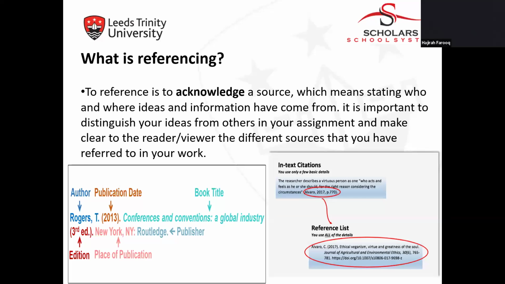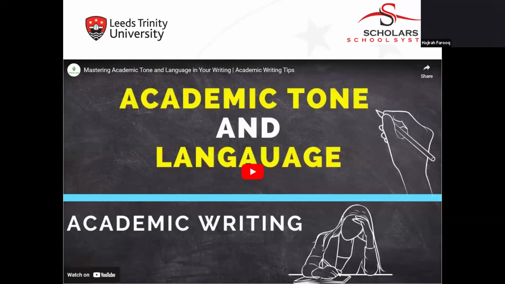It is very important to distinguish your ideas from others' ideas in your assignments and make clear to the reader or the viewer the different sources that you have referred to in your work. As you can see in the slide below, there are two images that show how in-text citations and references are created, or how they look like. Then we had a little video that we watched about understanding the academic tone and language while doing academic writing.